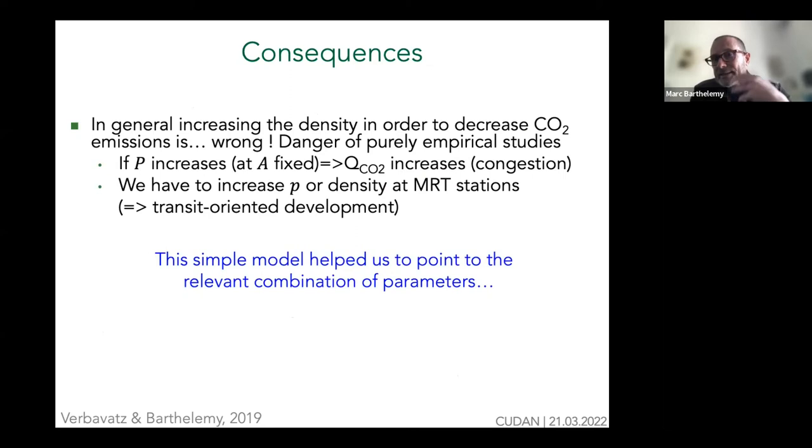But this result also tells you that, first, Newman-Kenworthy is in general wrong. This is not true. In fact, if you increase the density in general, it will give an increase of the car traffic and the CO2 emission because of congestion. So what the equation here tells us is that you have to increase the density around subway stations, which is the basis of transit-oriented development. But here we have a quantitative basis to say: increase the density, yes, but around the entry points of the subway. And so this was just to show you how a very simple model can tell you what the important parameters are. Here it's the density of public transport, the area of the city, etc. And this is just coming from a super simple model.